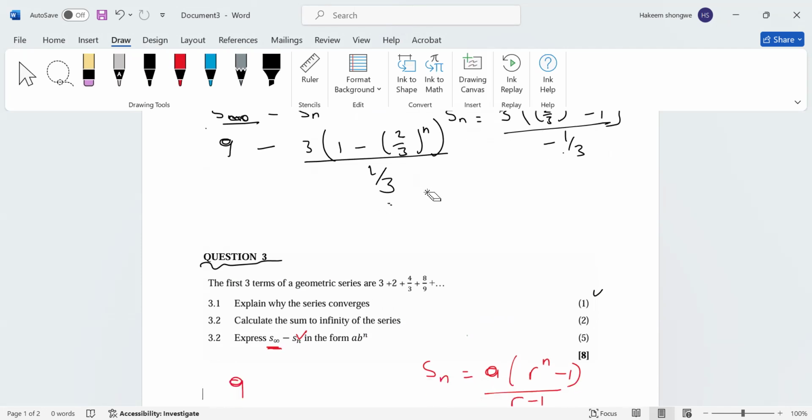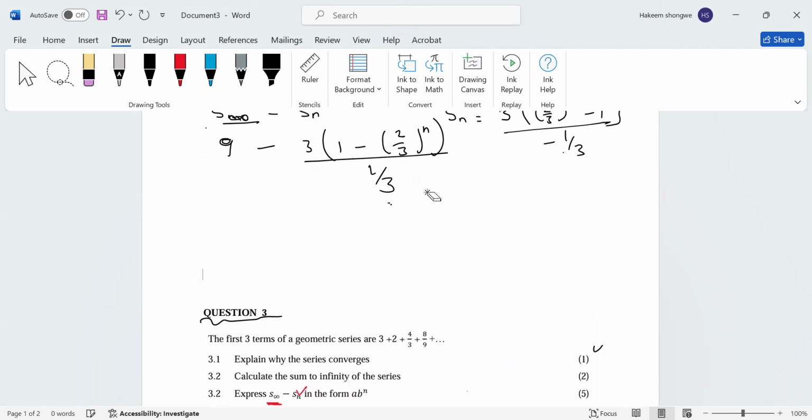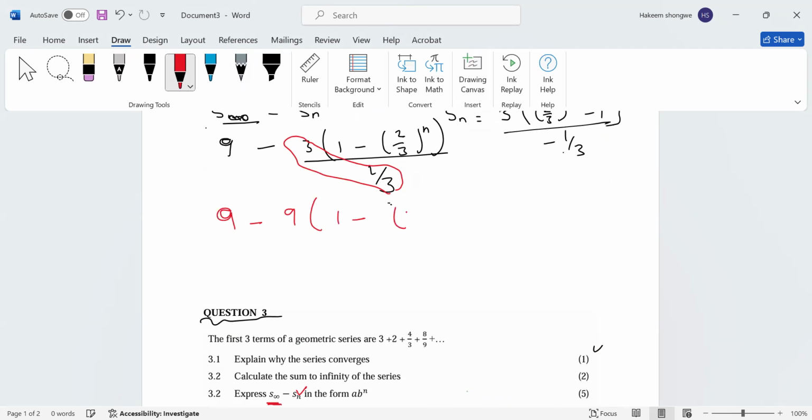Huh? And then after writing that thing, I punched 3 all over 1 over 3 and then it gave me 9. Oh, this part here. Yes. So you have 9 minus 9 open bracket 1 minus 2 all over 3 to the power of n. Like this? Yes. And then I took 9 as a common factor. Take out 9 as a common factor. You have 1 minus open bracket.